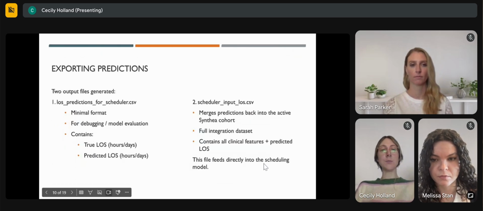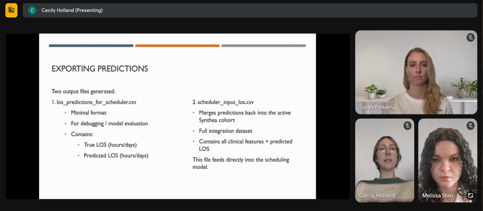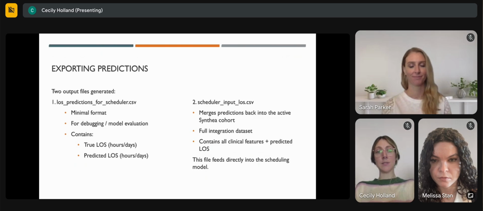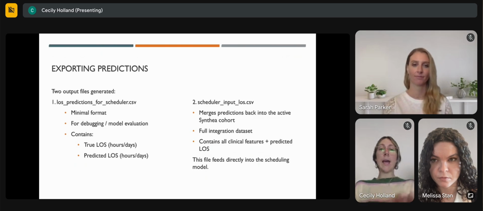We then exported these into 2 files. You can see the length of stay prediction for scheduler on the left is a minimal format. It was more for debugging and model evaluation, but we left it in for curious people. But it contains the true length of stay versus the predicted length of stay of our historical data set. And then the scheduler input length of stay merges the predictions back into the active cohort of patients who are still in the hospital utilizing bed resources. So this scheduler input length of stay is the full integration data set, and this file feeds directly into the scheduling model.